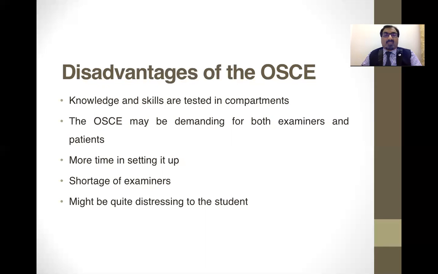For example, if I have to assess 200 students, I may require 4 concurrent sessions or almost 40 examiners. More time is needed in setting up, and we need resources. The shortcoming is also a shortage of examiners. We don't have so many examiners. It might be quite distressing to the students because sometimes the students have to wait quite long in quarantine, so they may take hours together, and that adds to their stress, and ultimately the performance also goes down.